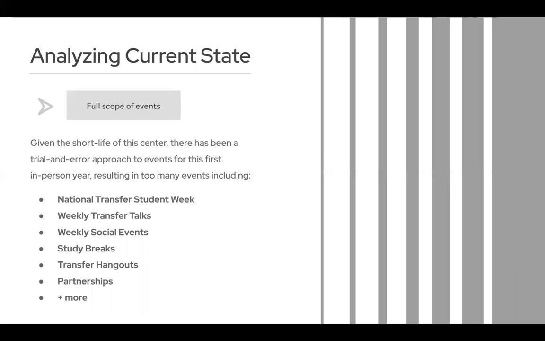So this began with analyzing the current state, which included getting a full scope of the events the Transfer Center has to offer. Given the short life of the center, there has been a trial and error approach to events for this first in-person year. Unfortunately, this results in too many events, which opens the door to inconsistency in branding. Just to list some that I've designed for, this includes National Transfer Student Week, weekly transfer talks, weekly social events, study breaks, transfer hangouts, partnerships, and more.